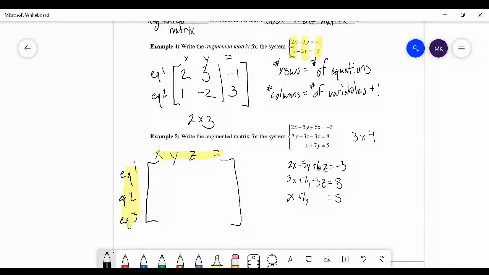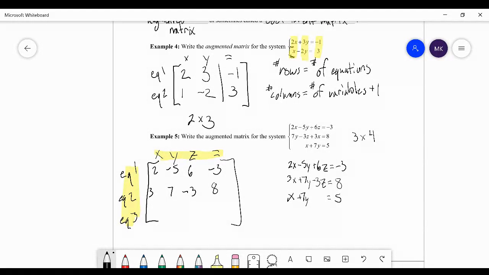So in equation 1, the coefficient of x is 2. The coefficient of y is -5. The coefficient of z is 6. And the result is -3. We have equation 1 done. We have row 1 done. Let's move on to row 2. In equation 2, the coefficient of x is 3. Coefficient of y is 7. Coefficient of z is -3. And the result is 8.